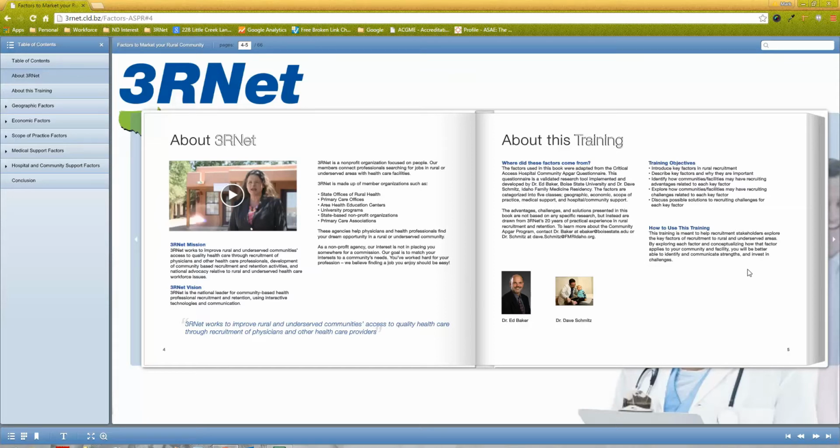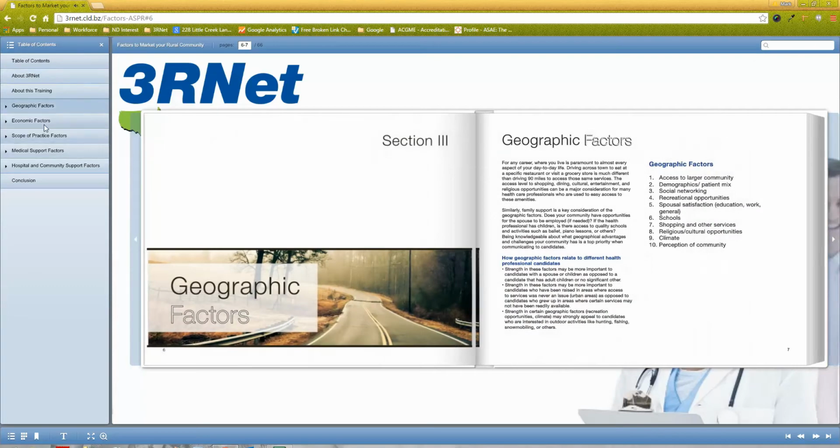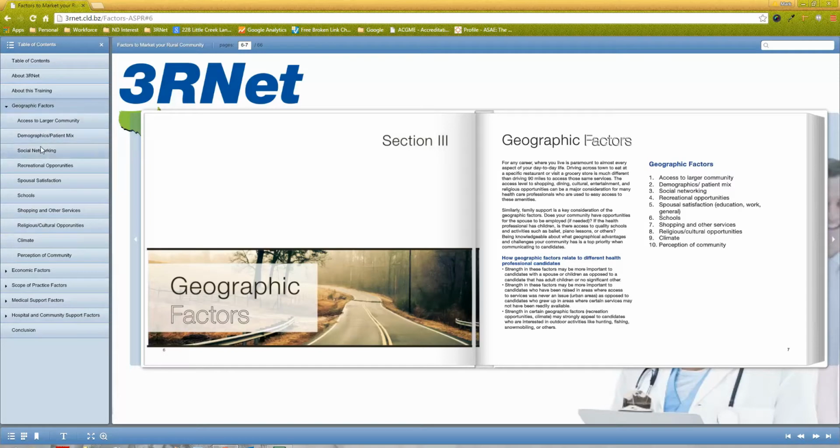So if we continue to move on here, you can see over here on the left-hand column in the table of contents, these 50 factors are broken up into 5 classes of factors. The first class of factors is geographic factors. So you can get a sense of the navigation of this document. Geographic factors, and there are 10 geographic factors here. And you can see in the actual ebook that geographic factors are broken up. It gives you a little bit about what geographic factors are, how they relate to different types of candidates, and again lists them for you.